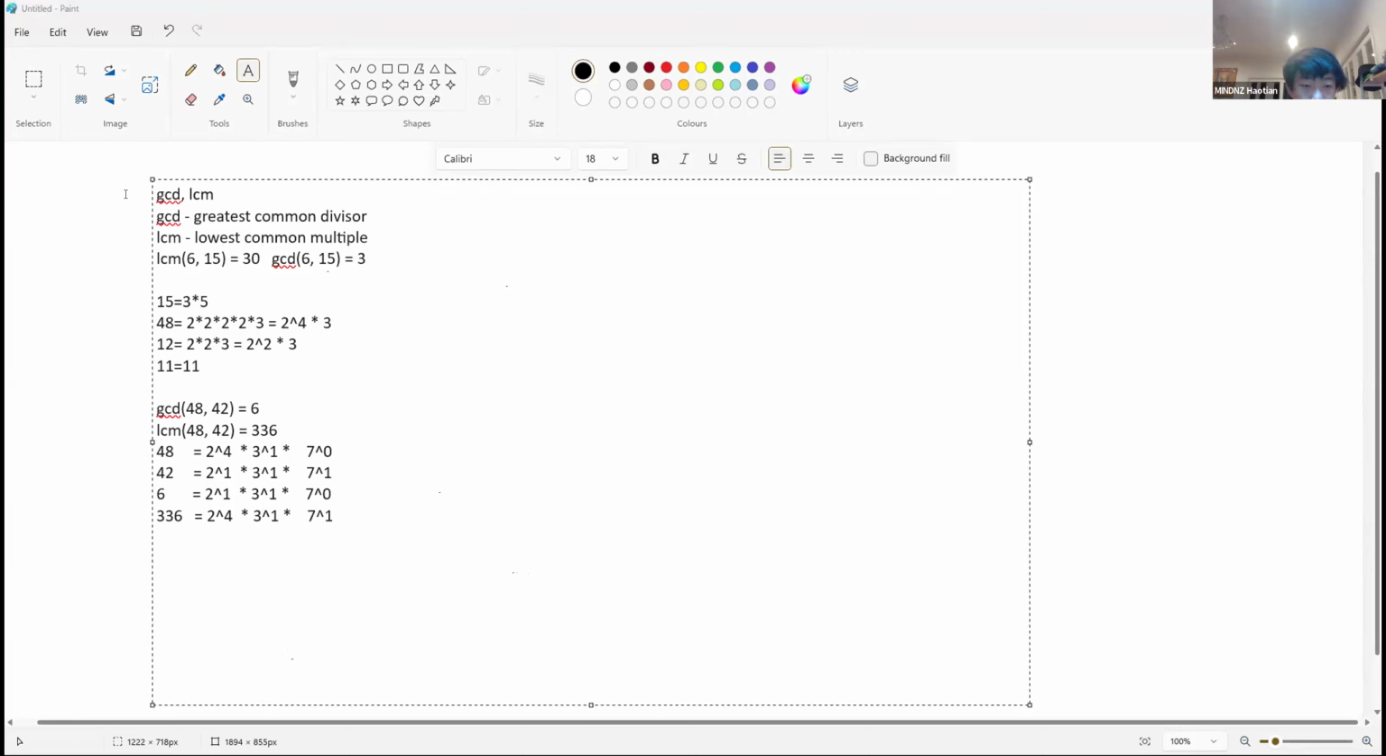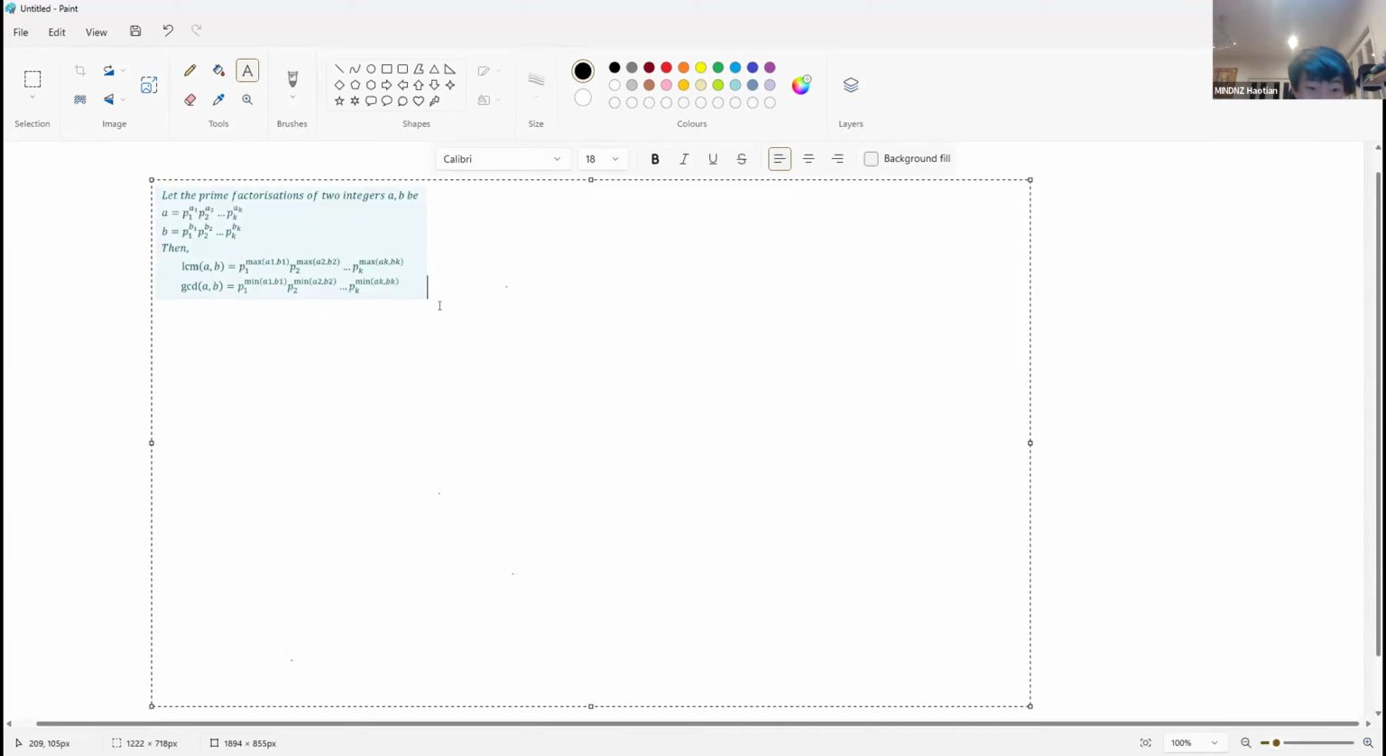Okay. Here's what it says on the slide. As you can see, for LCM, we just take the maximum of each, which is the bigger one. And for GCD, we take the minimum of each, which is the lower one.